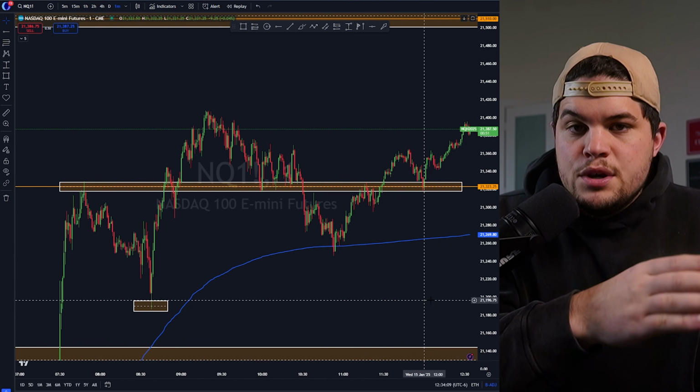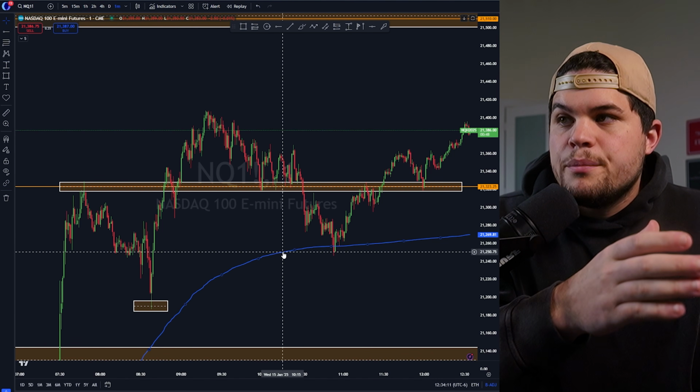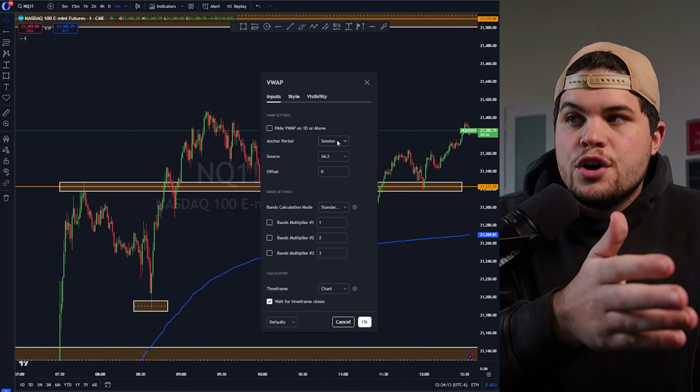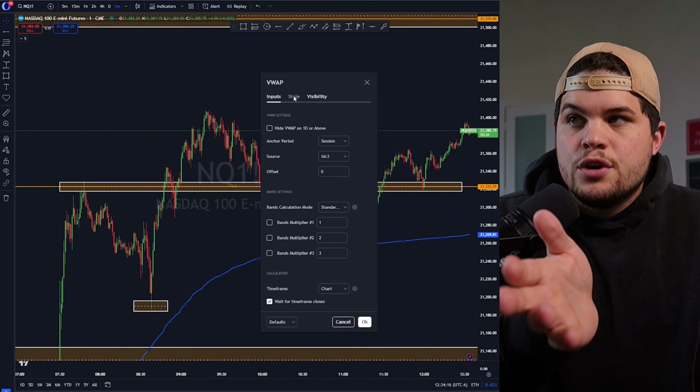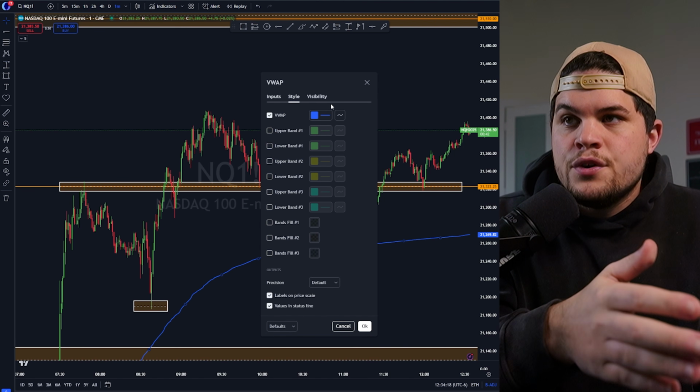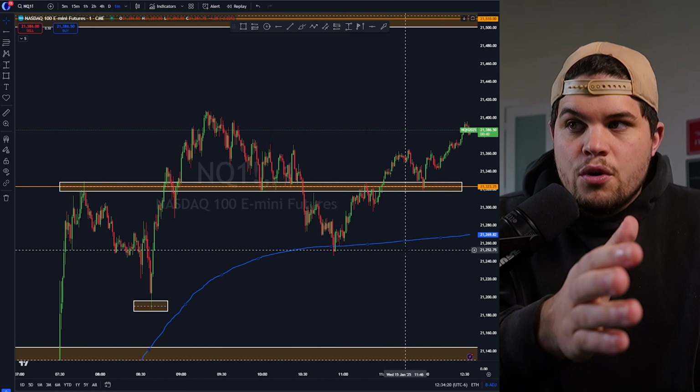Now, you guys have seen me use the VWAP indicator. There's nothing special about it. You just type in VWAP, make sure it's hooked on your session. You just want to make sure this is what it all is. I turn all of the bands and all that stuff off. And again, this is really very overall simple.